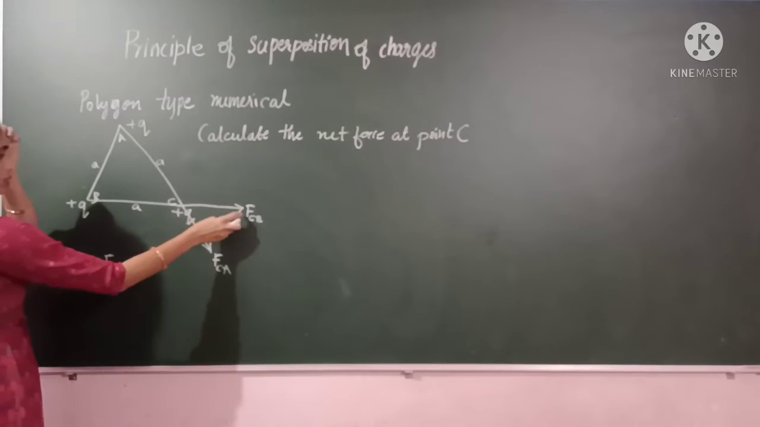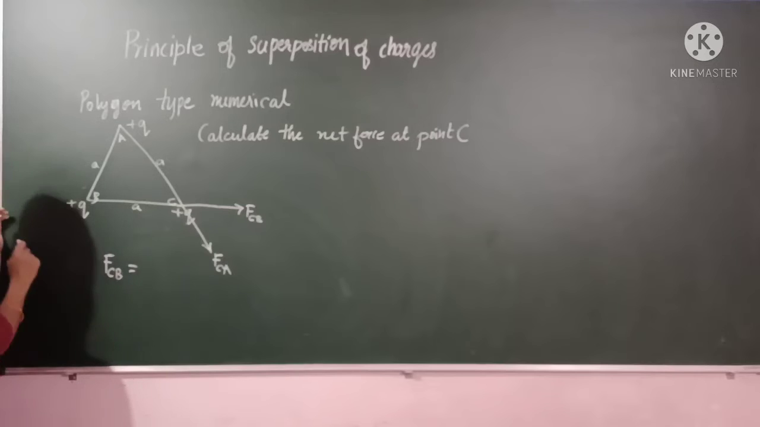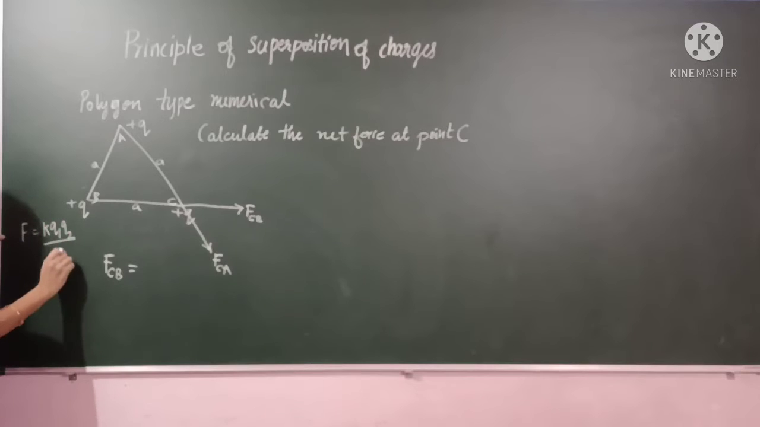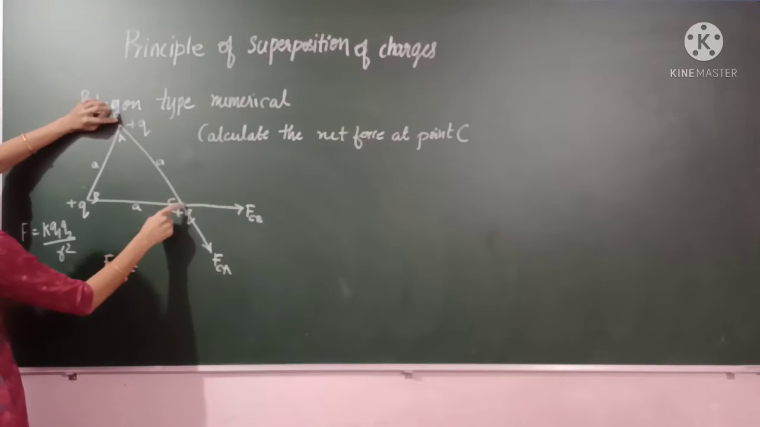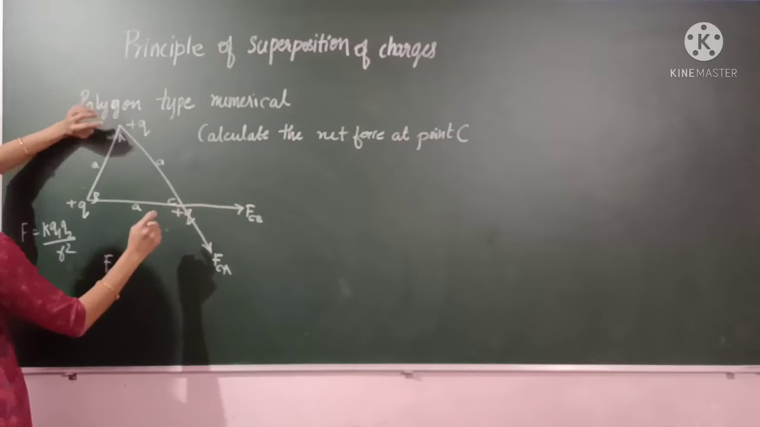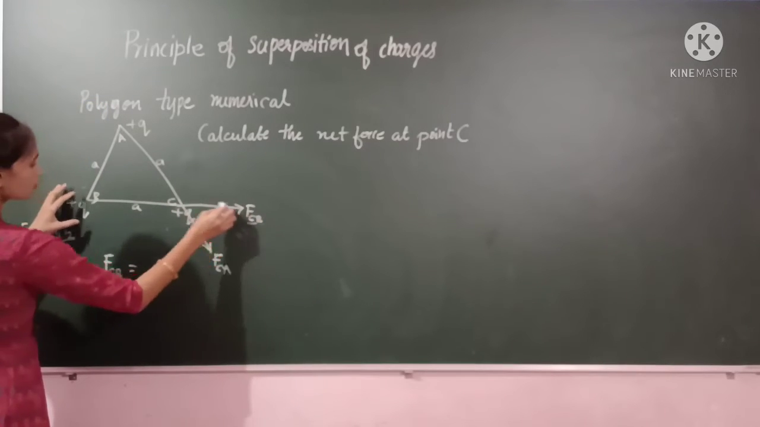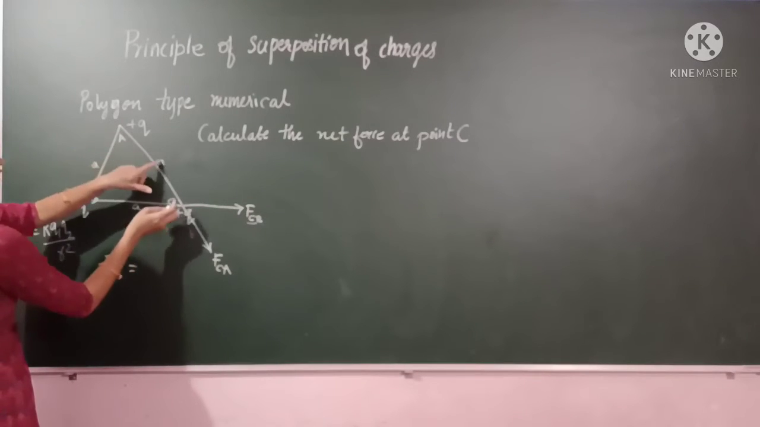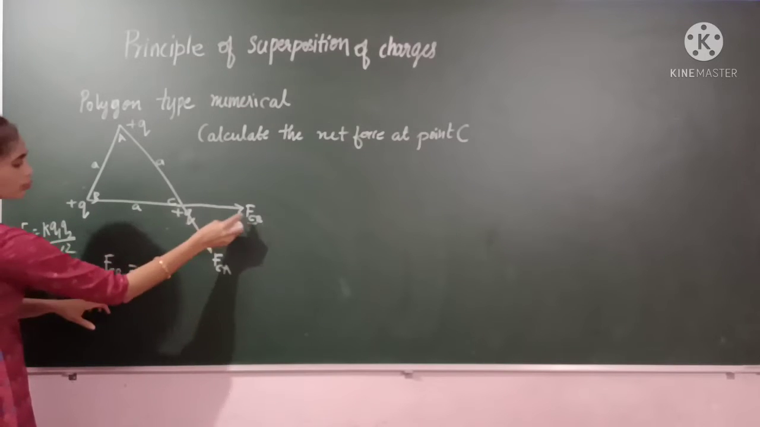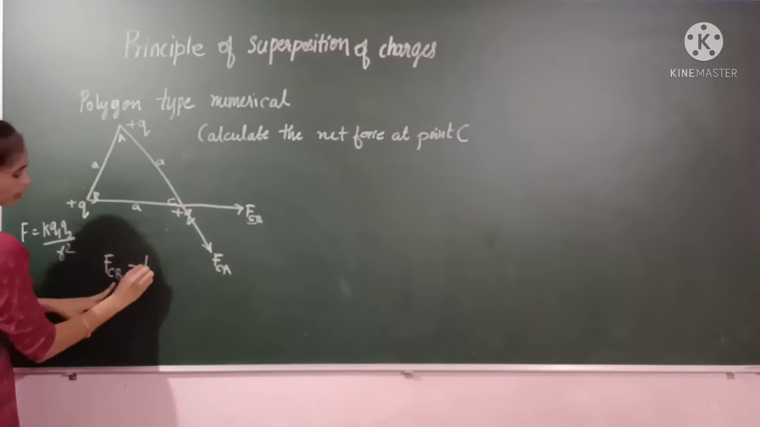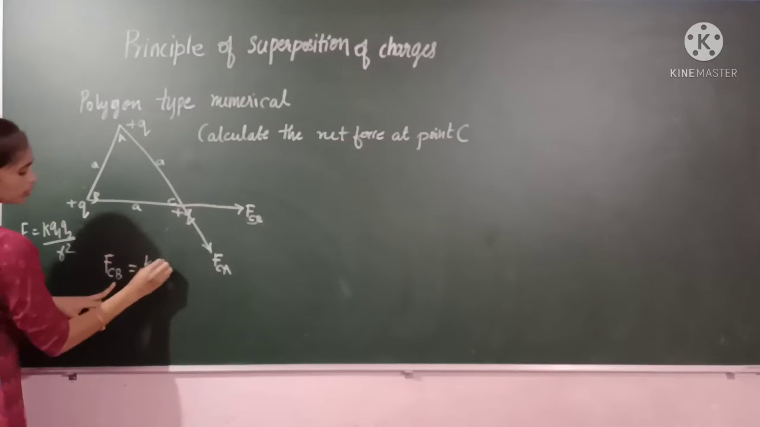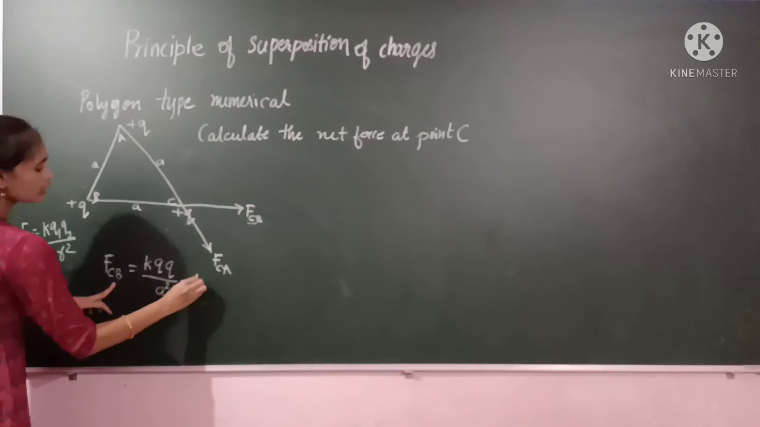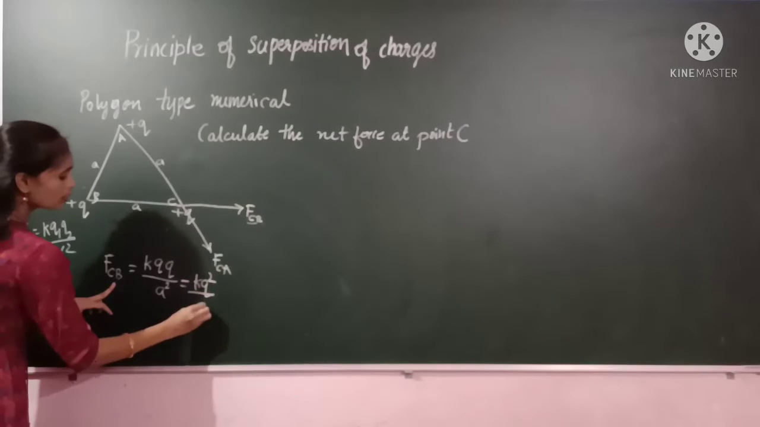If you want to calculate this force, what is our Coulomb's formula? F equals K Q1 Q2 upon R square. Here these two are point charges. If you are calculating the force on C because of B, you have to consider these two charges, and the distance is A. K is constant, Q and Q, divided by the distance A square. So this can be written as K Q square divided by A square.